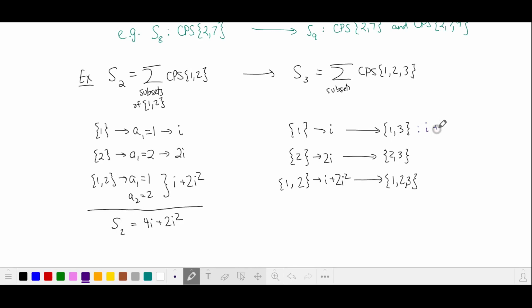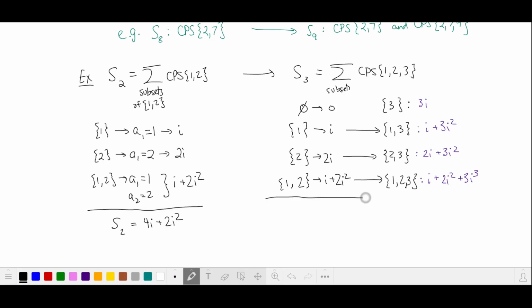Here we have i plus 3i squared. This is 2i plus 3i squared. And this is i plus 2i squared plus 3i cubed. We have one more subset of 1, 2, 3, and that's {3}. We can think of 3 as corresponding to the empty set. The complex power sum of the empty set is not defined, but we can just assume for the purposes here that it's equal to 0. It won't contribute to S3. So this complex power sum is 3i.